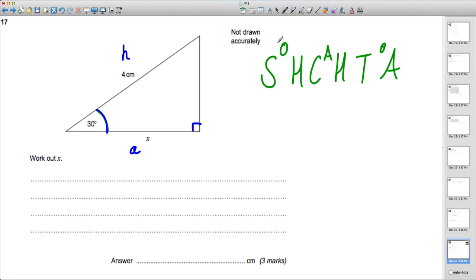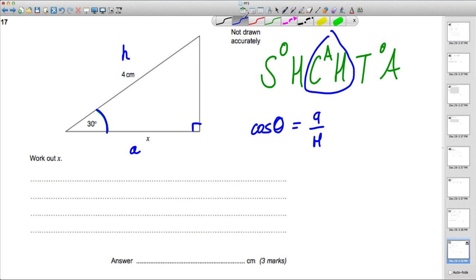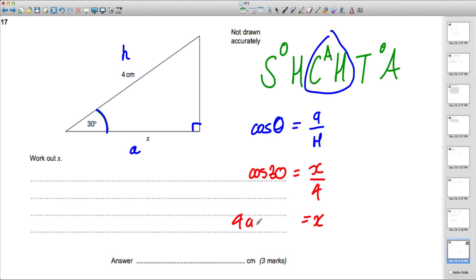What has A and H? Well, CAH does, so highlight your CAH. That means cos of the angle is A divided by H. Let's substitute in. Cos of 30 must be A, which is your x, over H, which is 4. So therefore x must be 4 times cos 30. You tap that in your calculator and you get 3.46 centimetres.